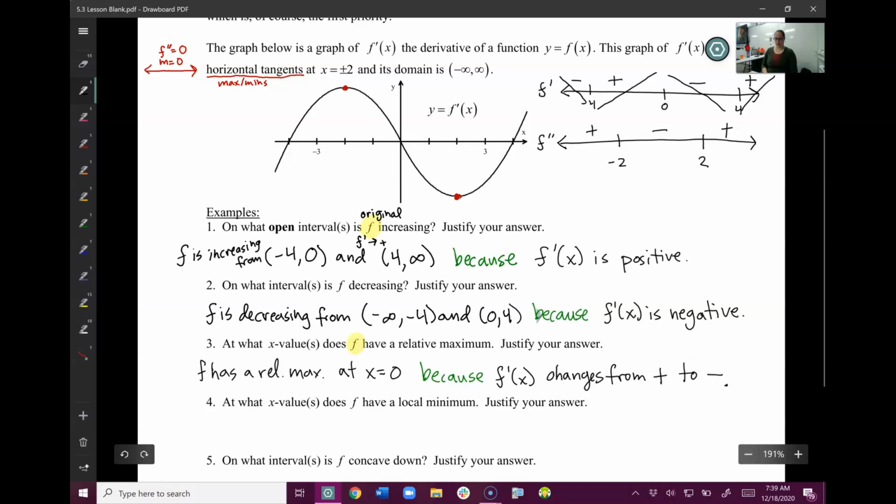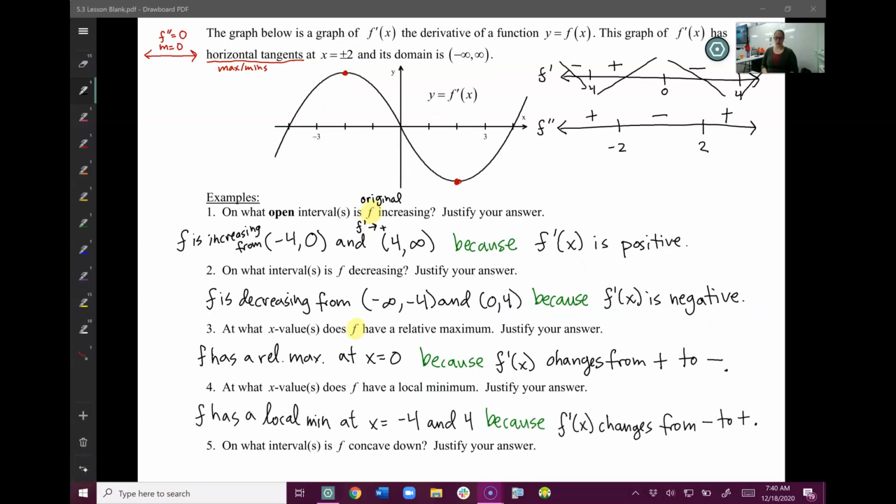Okay, once again, using that as a template, try number 4 to find where there's a local minimum. Check what you got with what I got. f has a local min at x equals -4 and +4 because f prime is changing from negative to positive. That's how I know, referencing what I've been given.